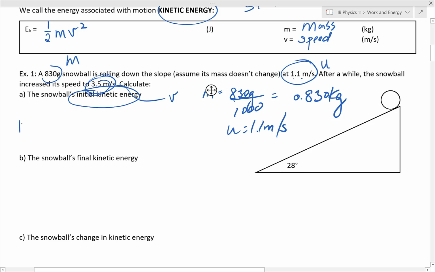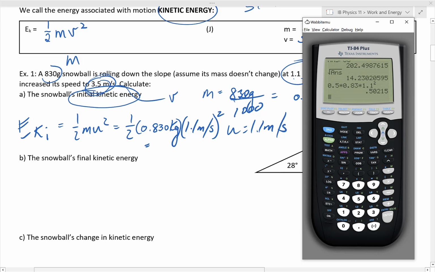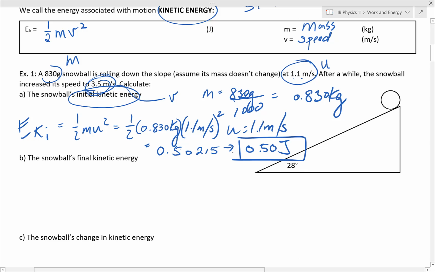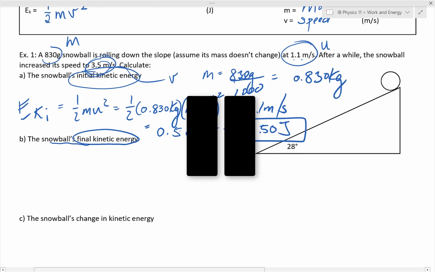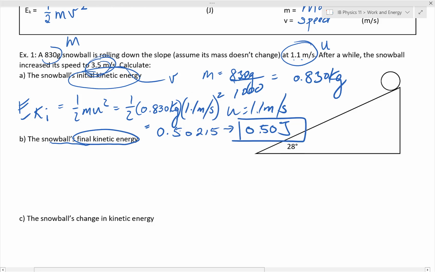And then putting everything in, for kinetic energy, I just use EKI for initial, and I put the u to show it's the initial velocity. So there we have it substituted in, putting it in our calculator, we get 0.50215. And that rounds to 2 sig figs, 0.5 joules. This is actually a good time for you to try part B, because all it's asking for is the snowball's final kinetic energy. So it's a good time for you to pause the video right now and work it out. Since it won't take very long, I'm just going to do it right here.